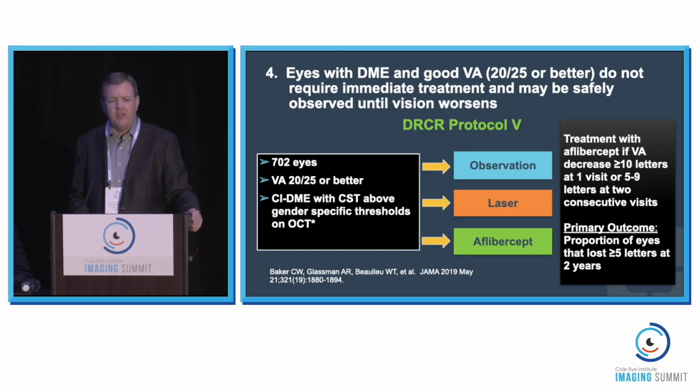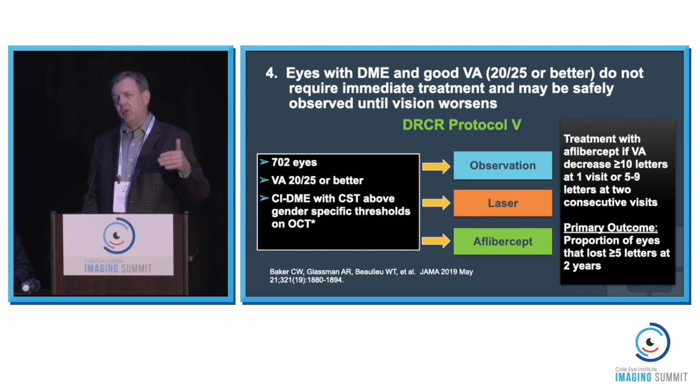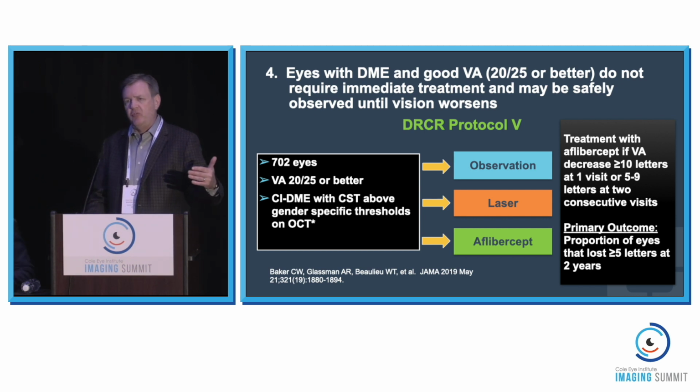Number 4, Protocol V. We published this in JAMA in 2019. These were eyes with diabetic macular edema and good visual acuity. So this one kind of goes back to Protocol I. I showed you that DME becomes a self-limited disease in a lot of patients. And so the question is, in people with good vision, do you really have to treat that?